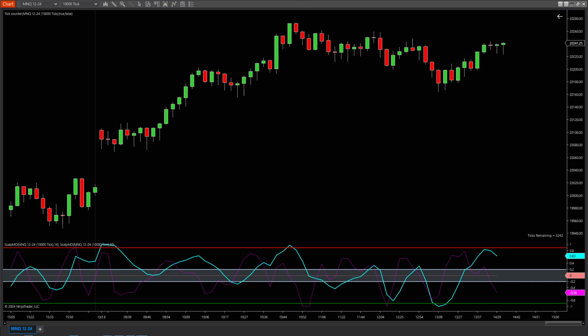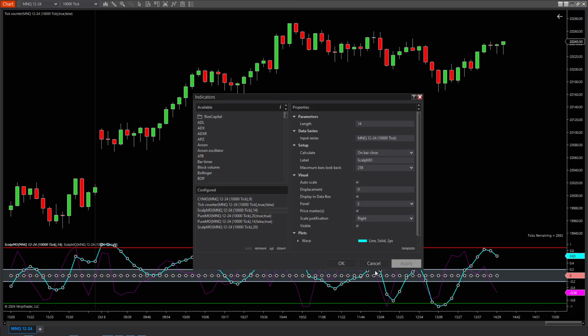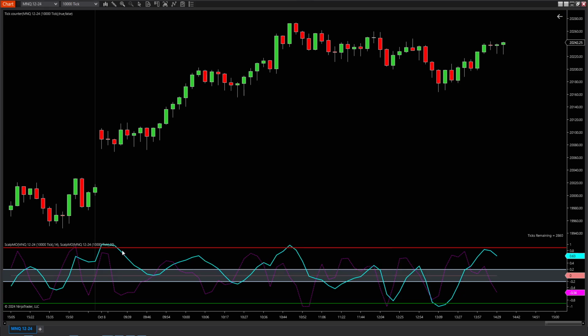Now, here's where I made a few adjustments to ScalpMO. The 10,000 tick chart doesn't move too fast, so I wanted a smooth wave line with a more responsive acceleration line, which is that purple line. So, what I did was overlay ScalpMO with the wave line set to 20 for that nice, smooth tracking of price. Then, I set the acceleration line at 14, making it a little quicker to pick up on changes in the market.